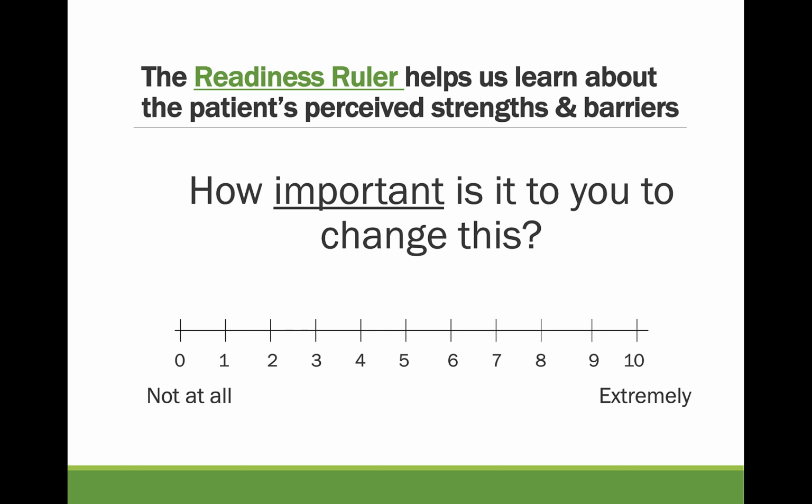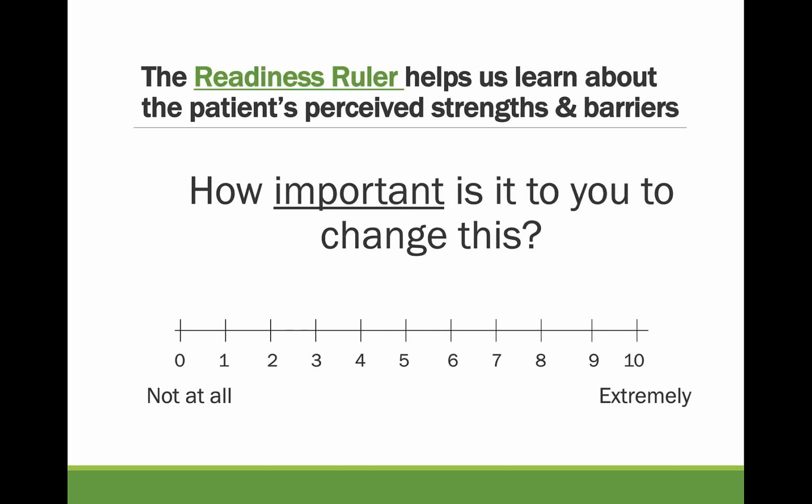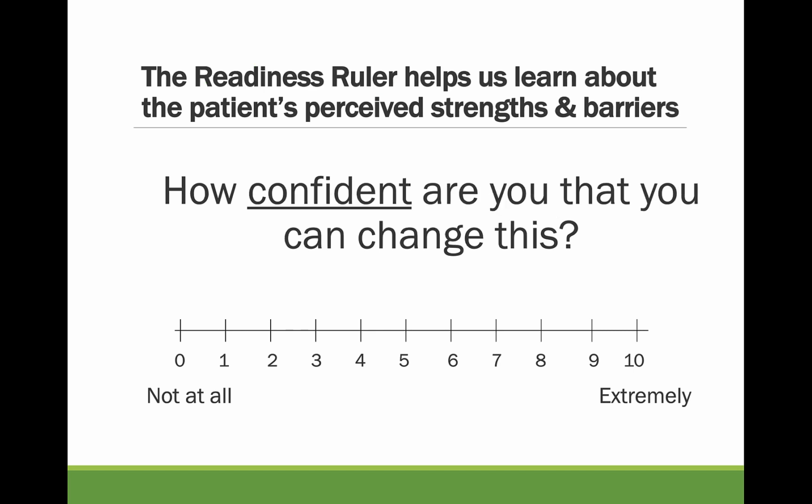If you have the ability to use a visual tool, you can actually give the patient a scale that looks like the one on the slide, where they're ranking from 0, not at all, to extremely, 10, their answers to the questions, how important is this change to you? Or how confident are you that you can make this change? By asking the patient on a scale of 1 to 10 to rate how important this change is, or how confident they are that they can make this change, you get a great sense of where that patient is. Where are they in their readiness to change, and what strengths and barriers may be in place that you can either use or try to work around.